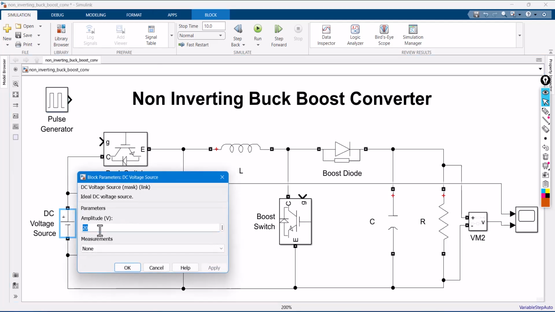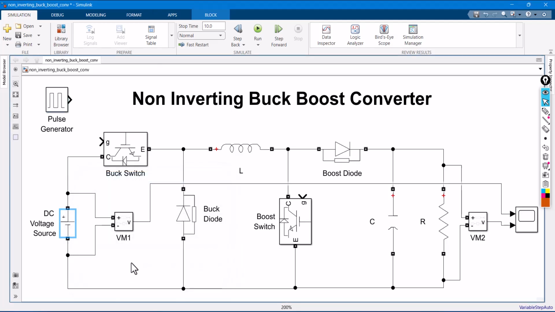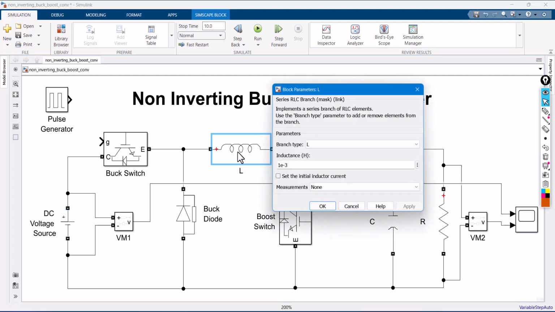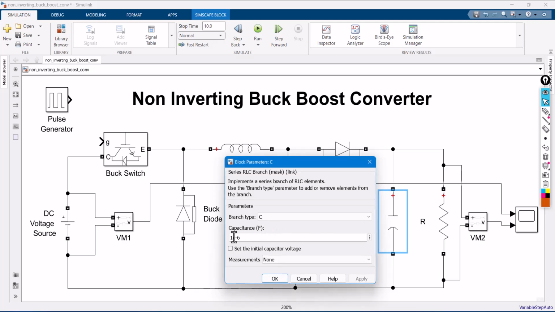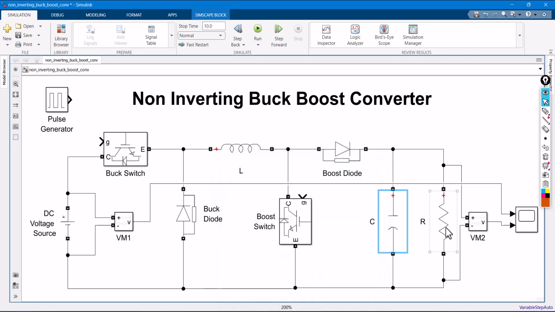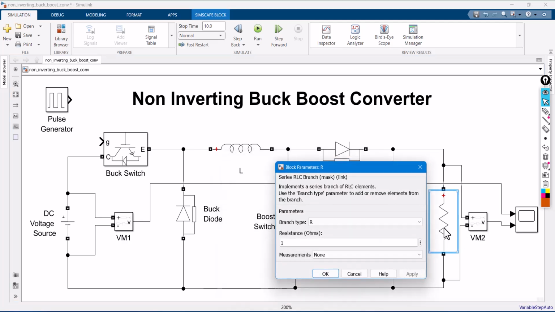Whatever the input voltage I am using, it's 20 volts, and the inductor value, let it be 47 millihenry. 47e-3, that is 47 millihenry is the inductor value I am using. And capacitor, let it be 100 microfarad. And the resistor you are using, let it be 100 ohms.